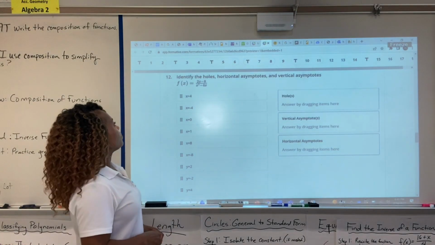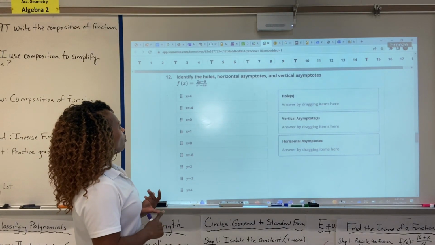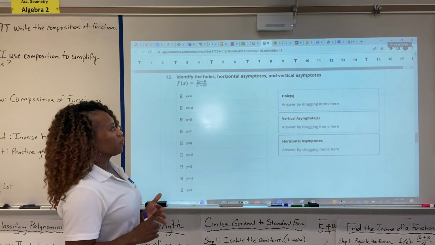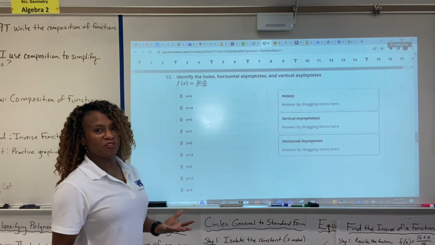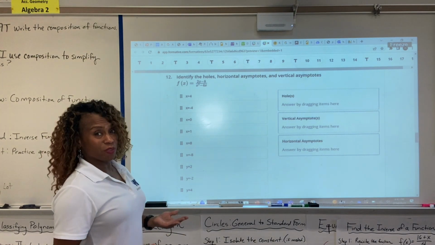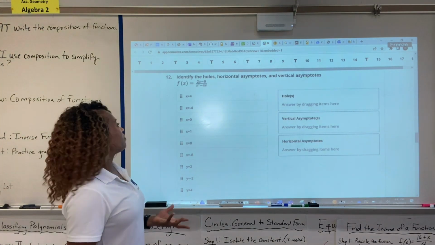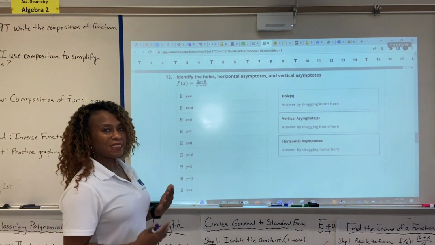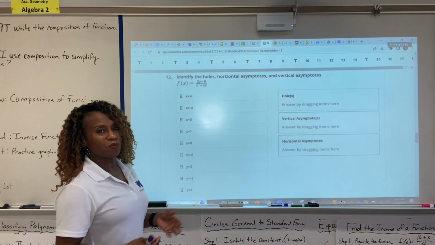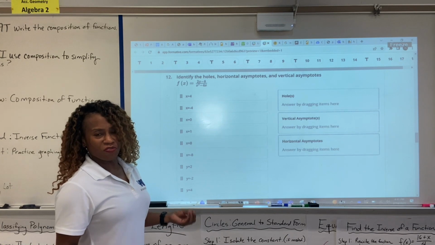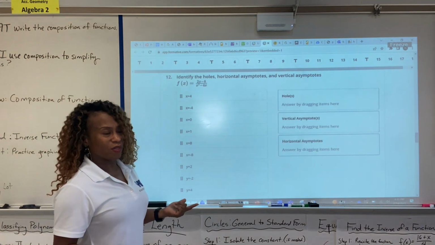Number 12. So again, we're going to identify the hole, the horizontal asymptote, and vertical asymptotes. But on this problem, we don't have a visual, we have the actual function. So that means we've got to do a little bit of work. We've got to do some simplifying and see if we can eliminate some things, if we can identify some holes. And of course, we know that we've got to use our definition of vertical asymptote and horizontal asymptote.